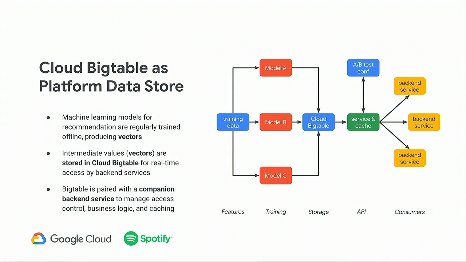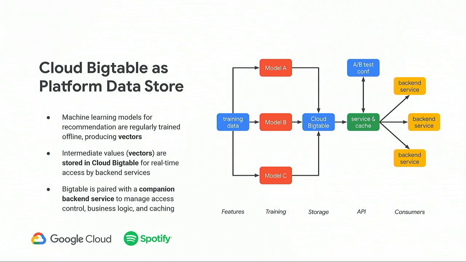All right, so our third use case for Cloud Bigtable here, this is a common one that my team works on. This is Cloud Bigtable as a platform data store. And this takes a little bit more explanation here. So we often train multiple different types of machine learning models, especially for music recommendation purposes. And these models have slightly different properties, or they're different versions of the same kind of thing.